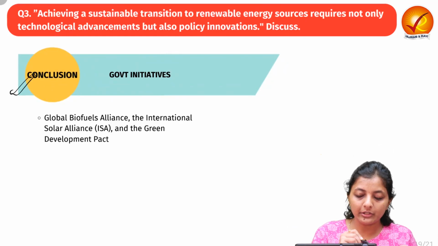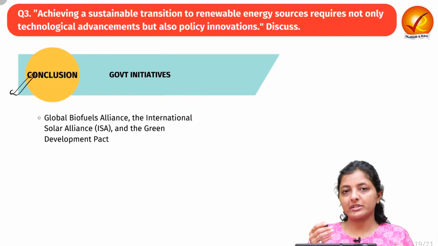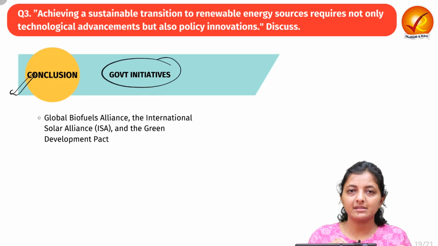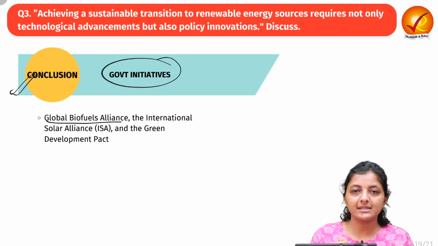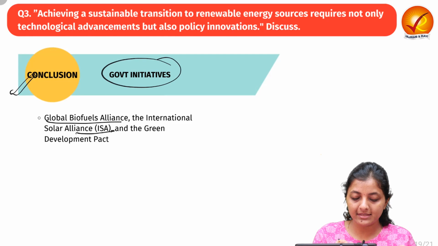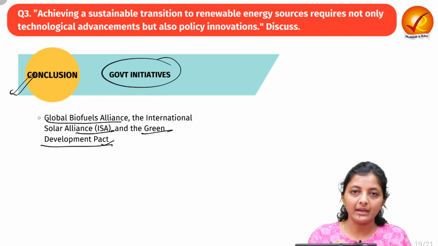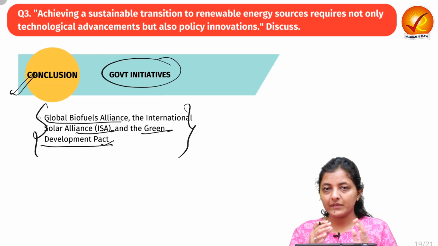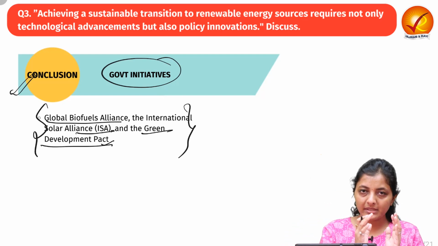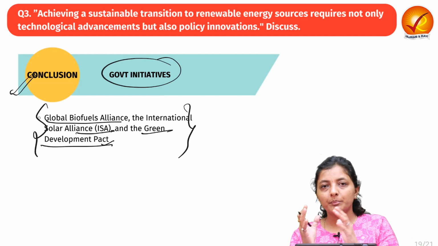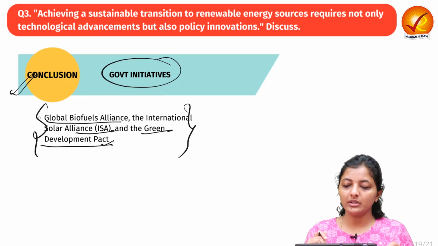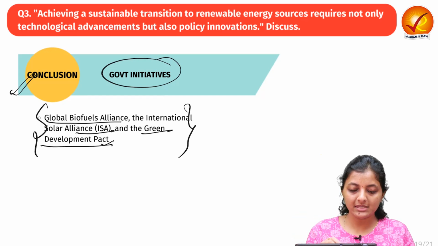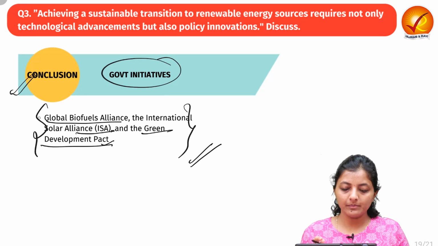Next comes the conclusion. In the conclusion, we can write some governmental initiatives like the Global Biofuel Alliance, the International Solar Alliance, and the Green Development Pact. These are initiatives or schemes in the right direction by the government to make the transition from fossil fuel to renewable energy. So this way the third question is also completed.